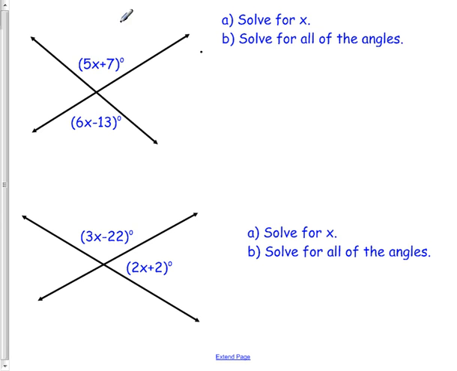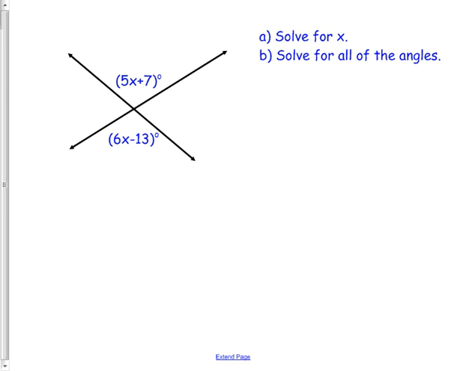So I'm going to start with the top one, and I've got a fresh slide for that. So I have vertical angles here, 5x plus 7 and 6x minus 13. And one of the things that we've learned is that if you have vertical angles, they're congruent. So that means that this 5x plus 7 is the same as 6x minus 13. So the question is, do we add them up and equal to 90? Do we add them up equal to 180? Or are they equal to each other? And since they're congruent, that means they're equal to each other. So let's set it up.